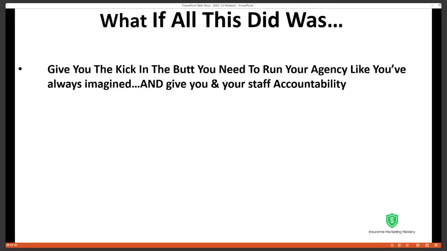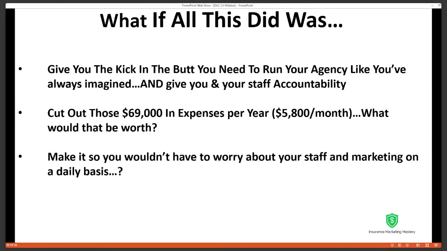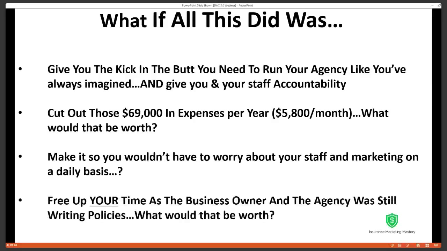Right now, what if all this did was give you that kick in the butt you need to run your agency like you've always imagined? Remember, I asked you to think, are you running your agency how you've wanted to? And what if it all just gave you and your staff accountability on a daily basis? Or maybe the only thing it did was cut out those expenses we talked about, the aimless marketing. Did nothing else for you but cut that out. What's that worth to you? Make it so you wouldn't have to worry about your staff and your marketing on a daily basis and free up your time, as a business owner, but yet the agency was still writing policies. How much is that worth? Any one of these things, how much is that worth?